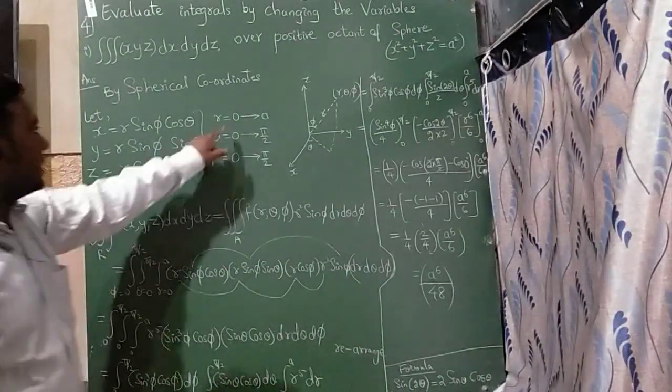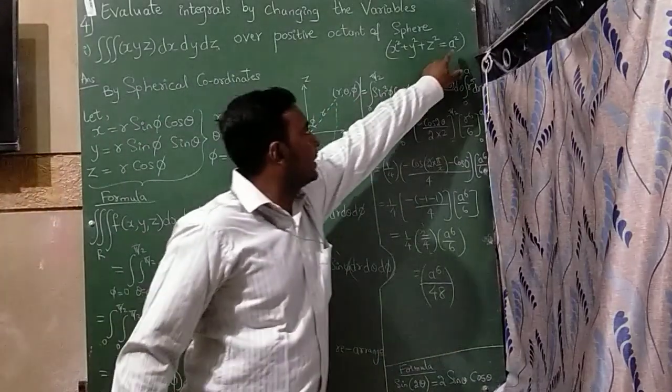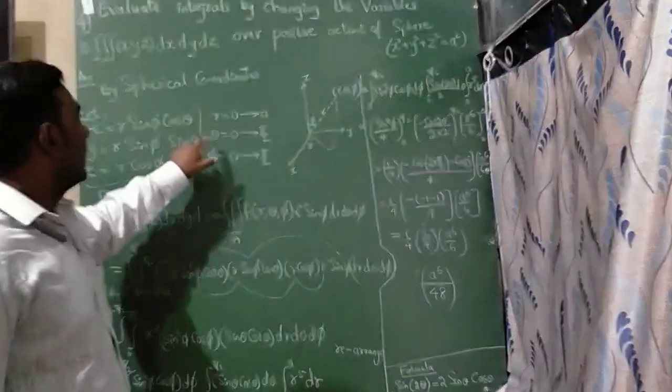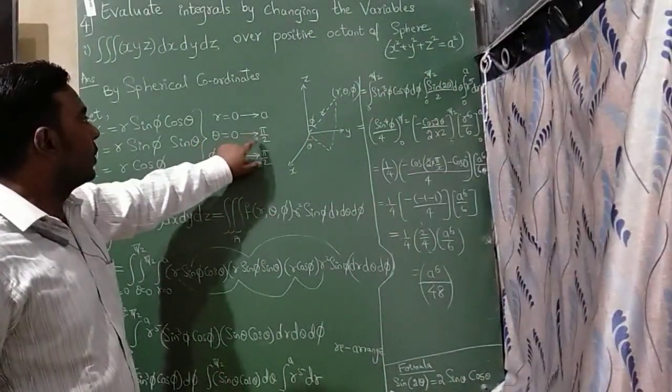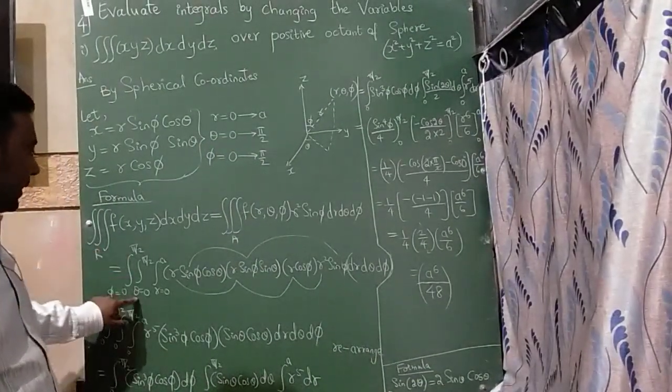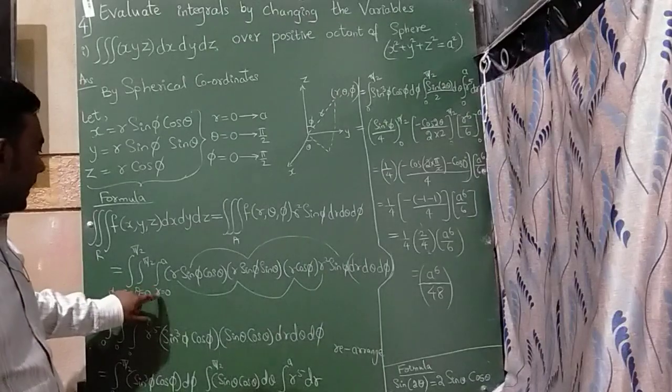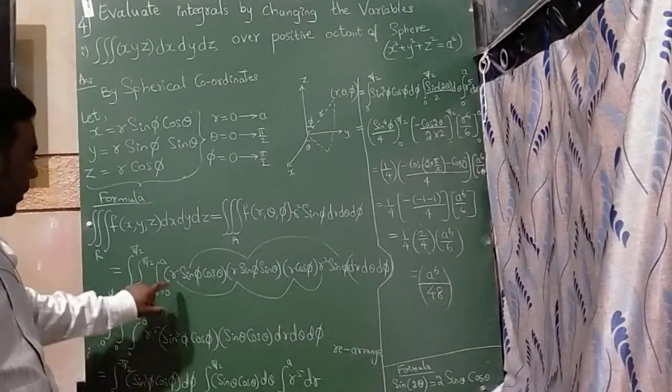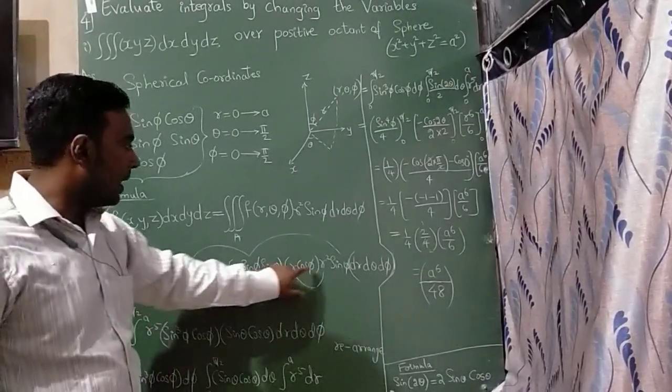Fine. So the range of r is from 0 to a, I have considered this a. And theta and phi range from 0 to pi by 2. So phi is 0 to pi by 2, theta is 0 to pi by 2, and r is 0 to a.